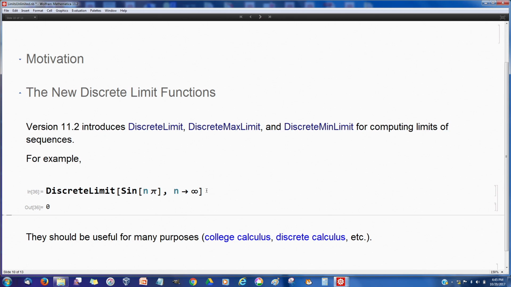And of course, if you're doing college calculus, you definitely want to have a discrete limit. Sequence limits is chapter 11 or whatever of every textbook on calculus, 2 or whatever. We've done discrete calculus in the past for a long time. That requires discrete limits. So we definitely need these functions, and now they are there.